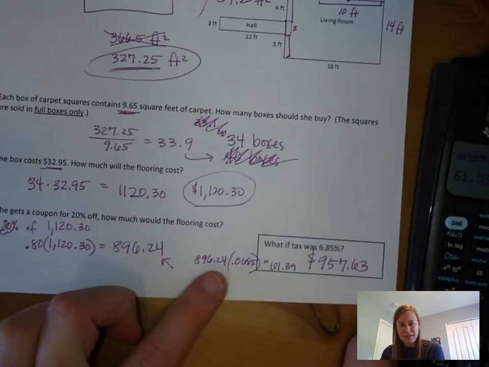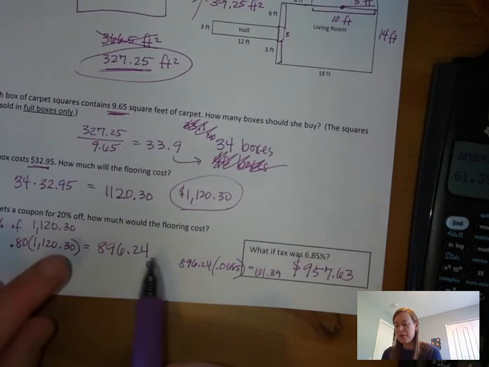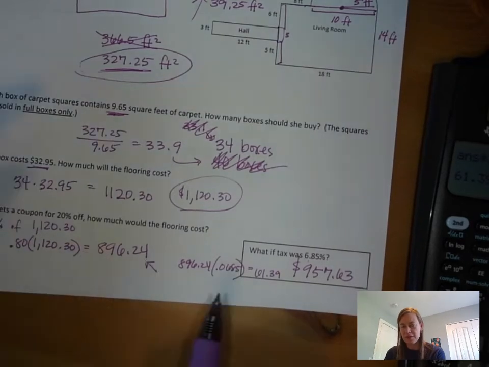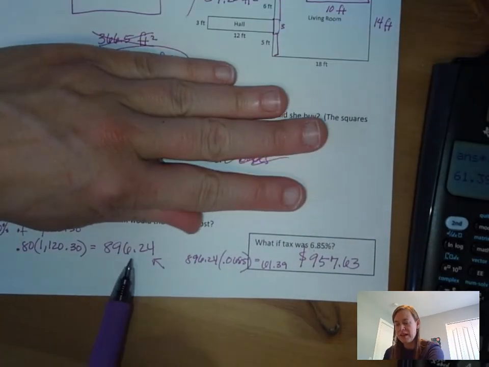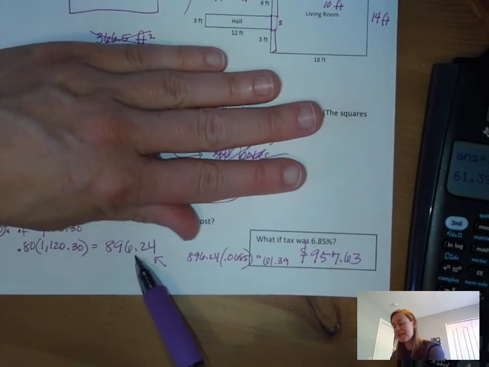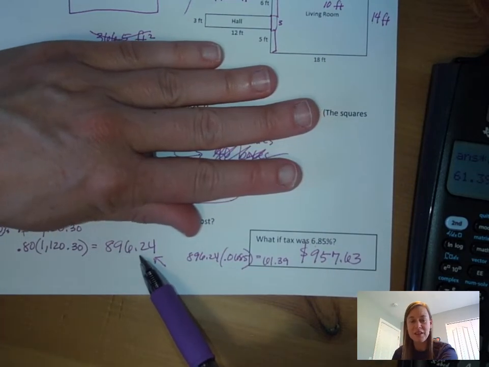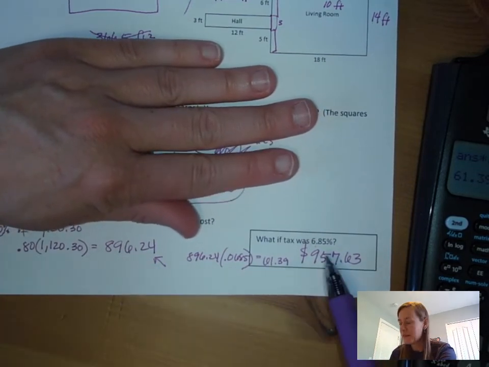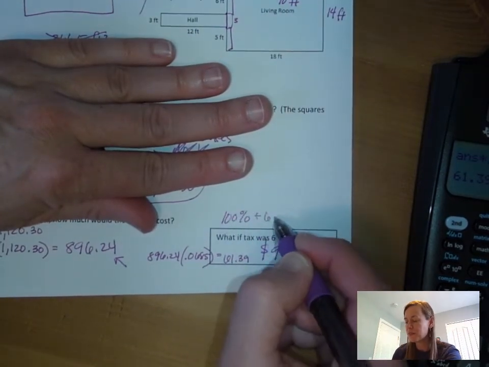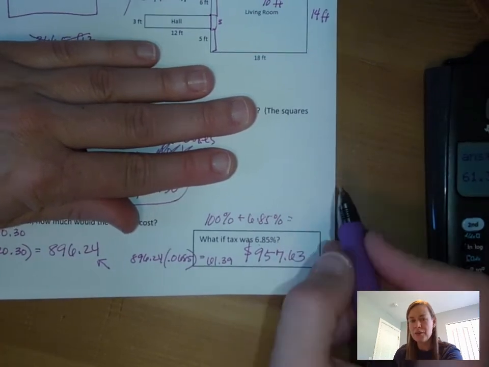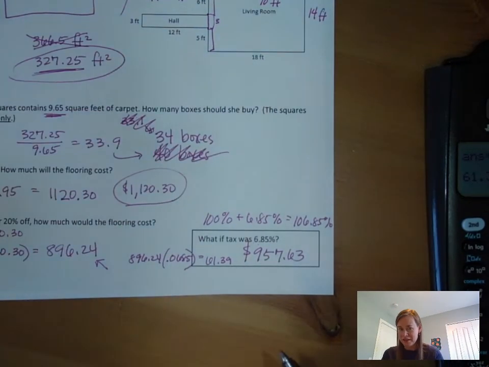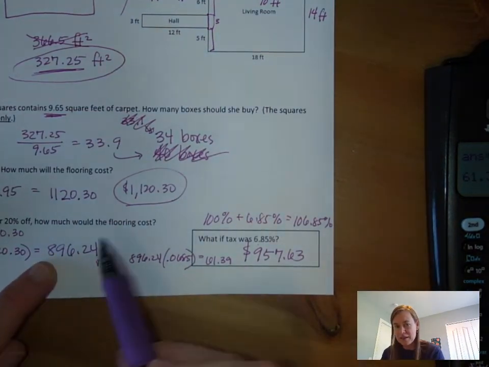Now, the other way that you could have done this is, let's see, so she's already paying this price. This is now the whole price that's being taxed, right? So forgetting about this part of the problem, at this point, this is 100% of the price because we've already taken the discount. She paid it. How much did she pay? $896.24. That's 100% now. Now, you're going to add that 100% to this 6.85%. So in other words, 100% plus 6.85% equals 106.85%.